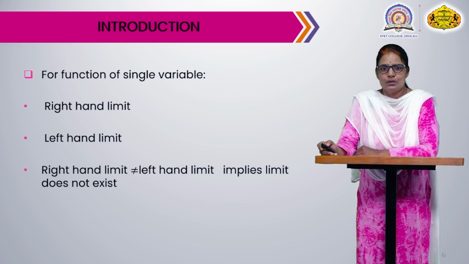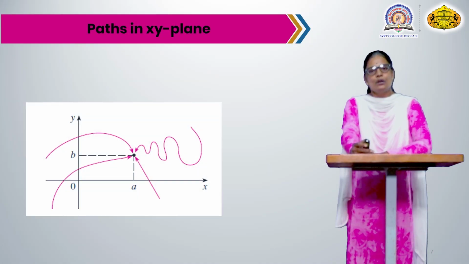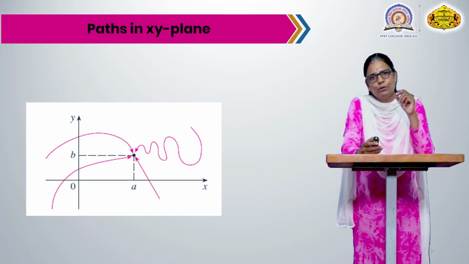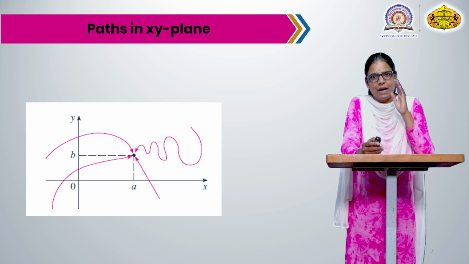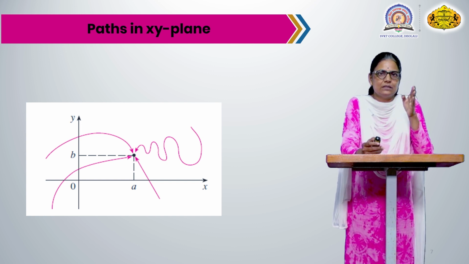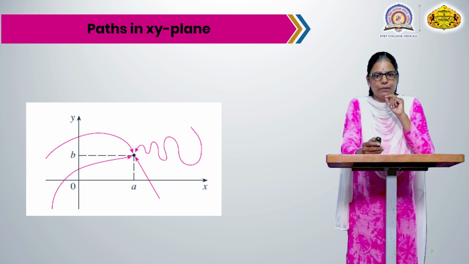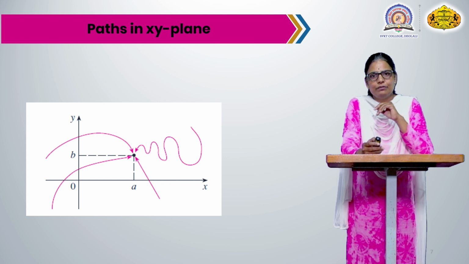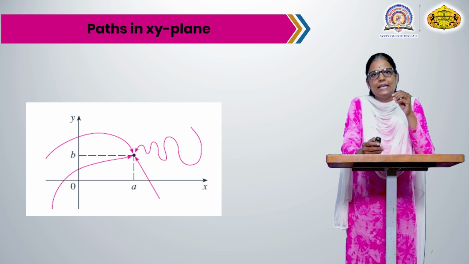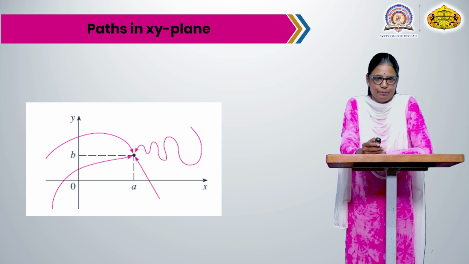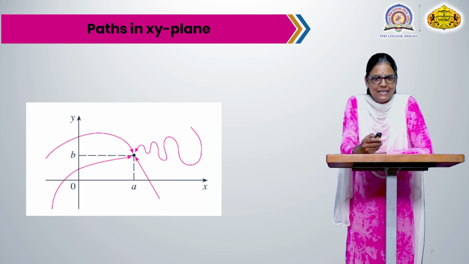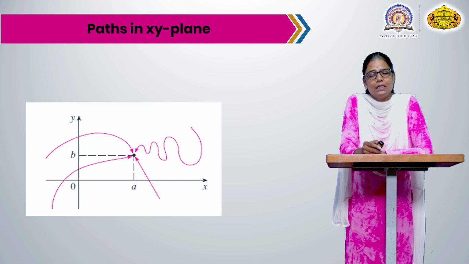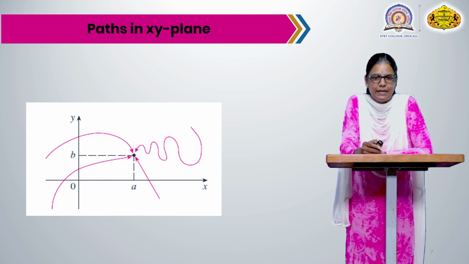Now we will study the similar concept for the function of two variables. In case of a single variable, there are only two possible paths available for approaching a real number. But that does not happen in case of function of two variables, or in case of the R2 plane, the XY plane. See in the diagram, if we consider a point (a,b), then infinitely many paths are possible for approaching that point (a,b).